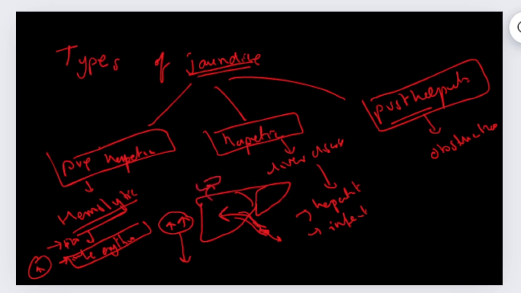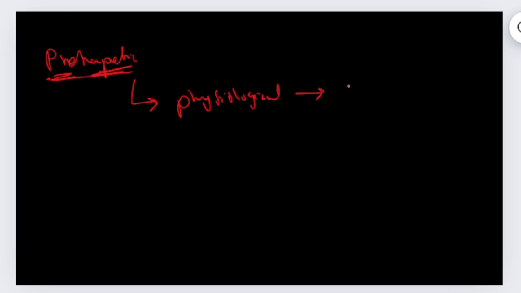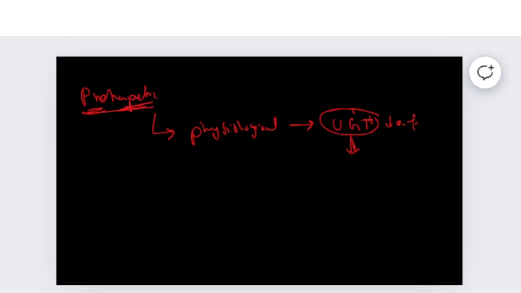Okay, now we will explain the pre-hepatic. Pre means before the liver. So if there is no hepatic disorder and jaundice is caused, how does it happen? One is physiological jaundice. When a baby is born, it has low UGT enzyme activity, which is ineffective, and that is called physiological jaundice. When the baby grows up, the jaundice will be cured.